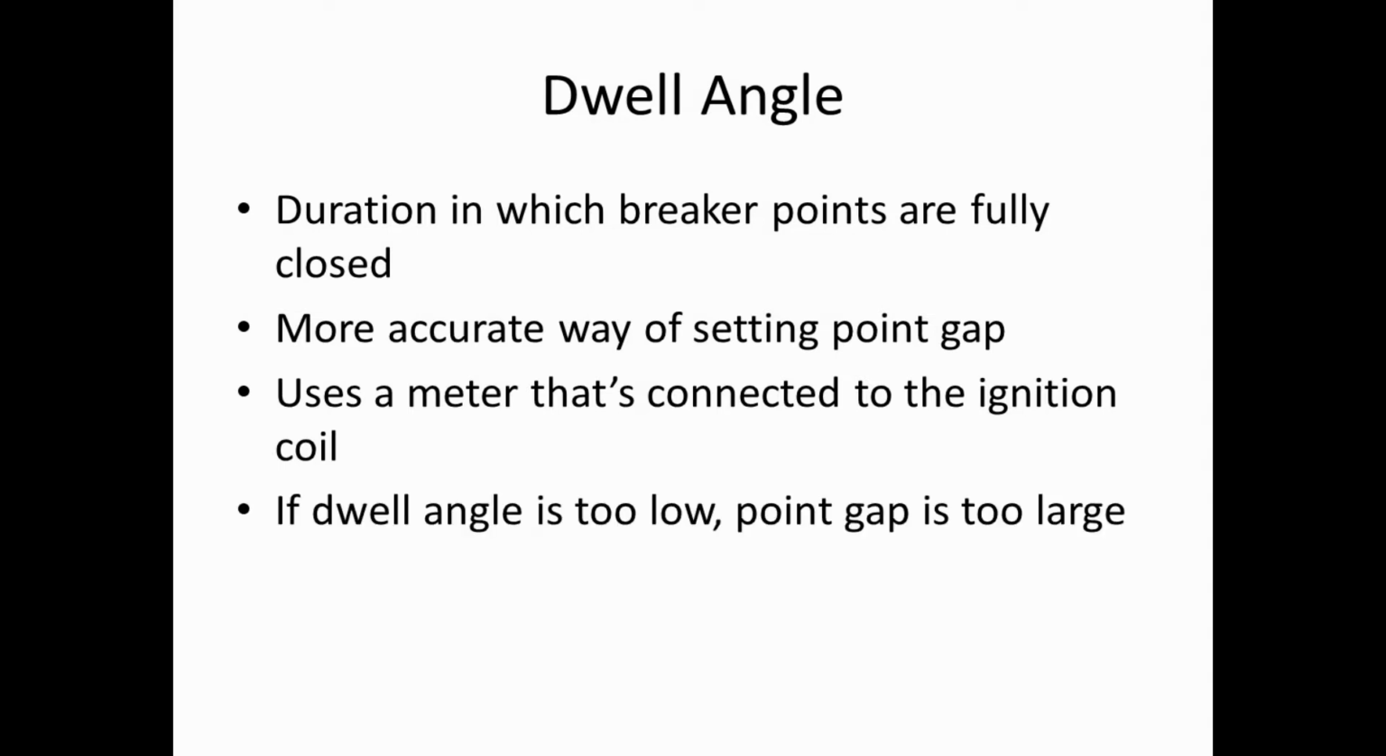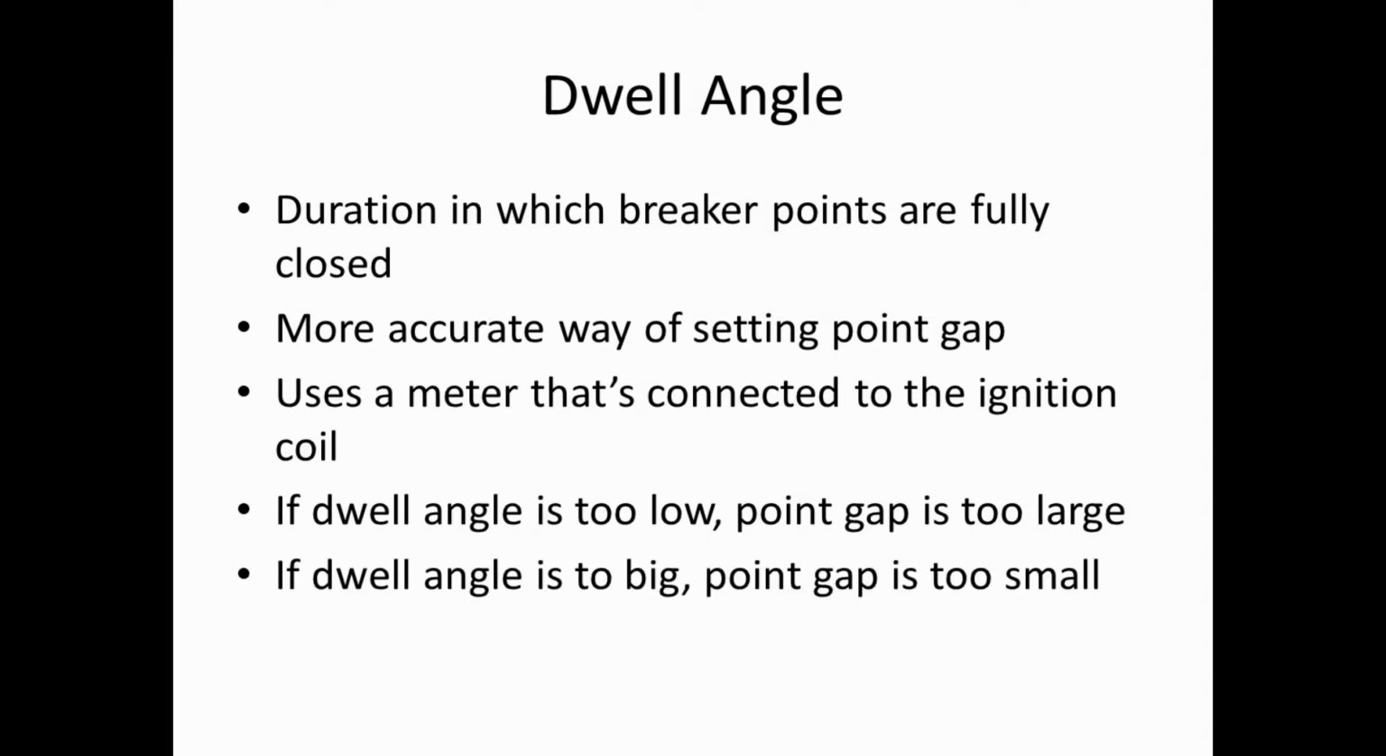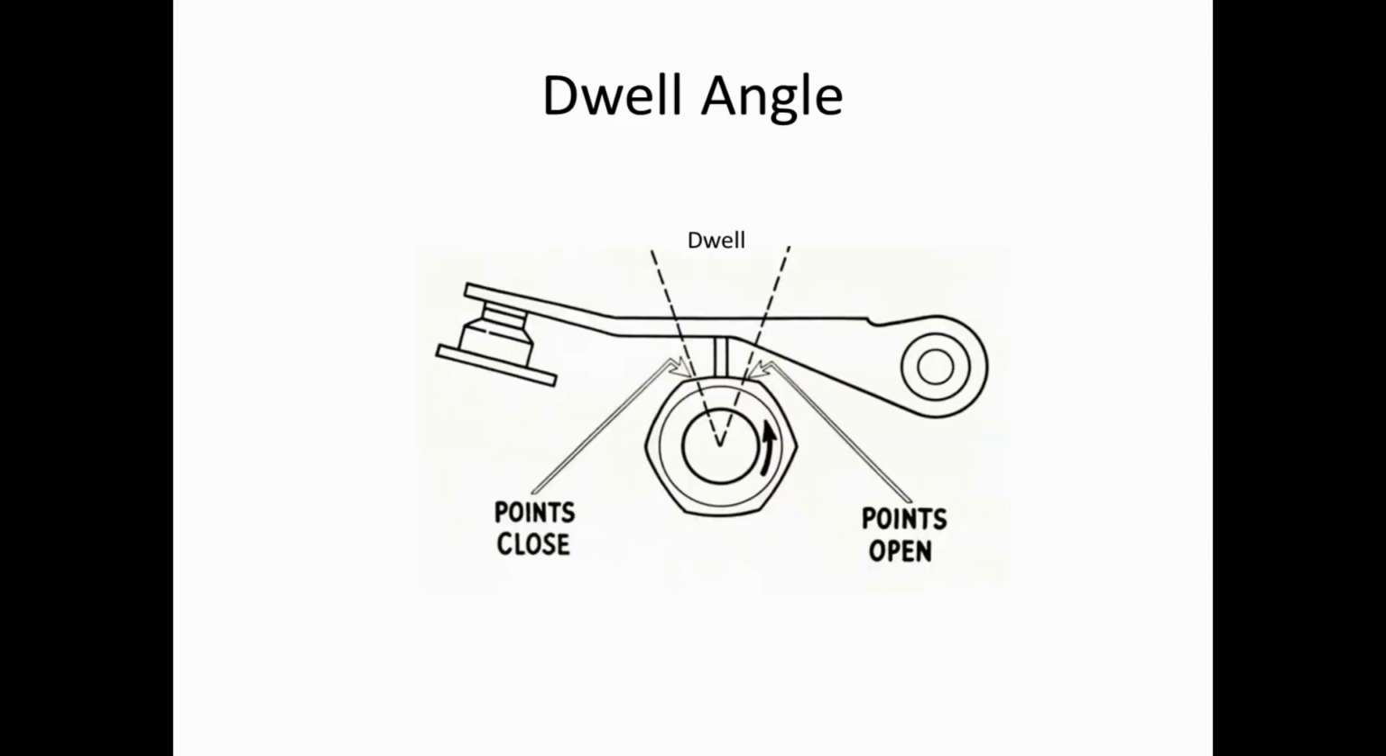Anyway, so if your dwell angle is too small, your point gap is too large. If your dwell angle is too big, your point gap is too small. As you can see by this diagram here, the dwell angle is the length of time, or the angle that the distributor turns, where the points remain closed.